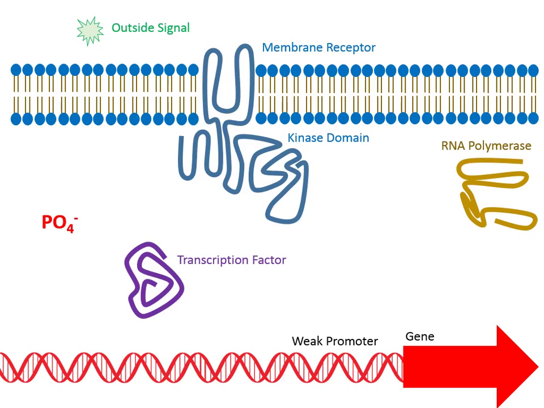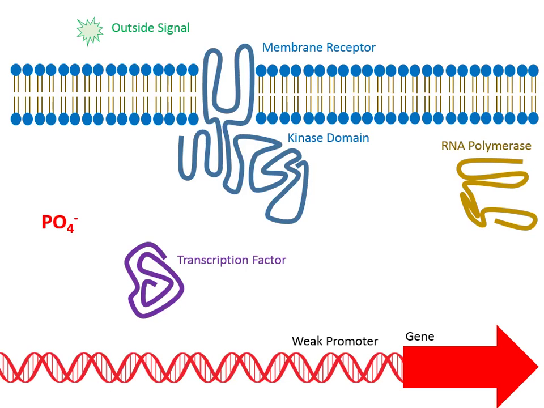We're not going to get a lot of transcription. We're going to need, in this case, the transcription factor as an activator to help RNA polymerase. But right now, the activator is inactive. And unlike the previous example, the activator itself is not going to bind to a small molecule to enable it to bind the DNA.